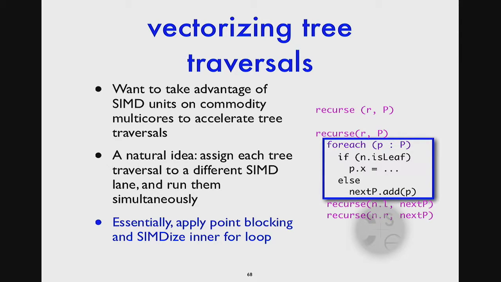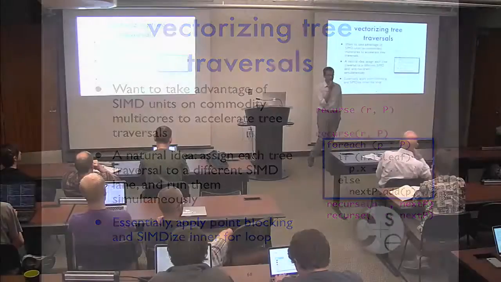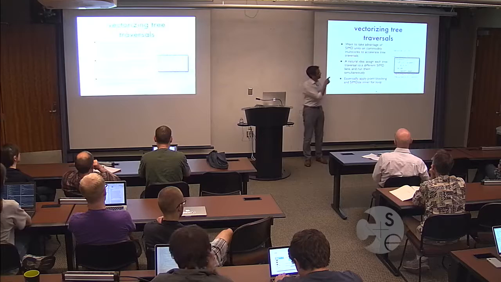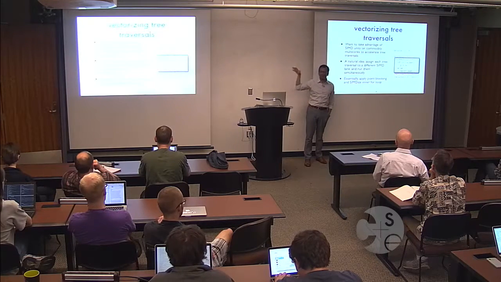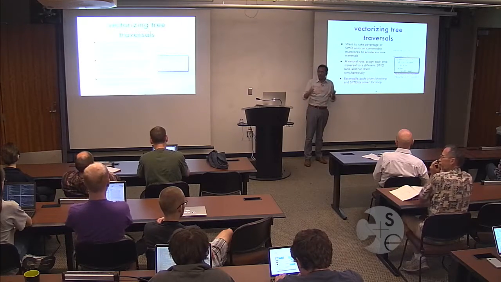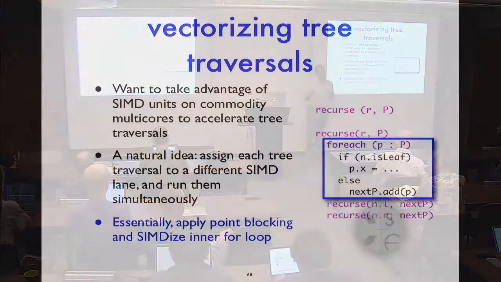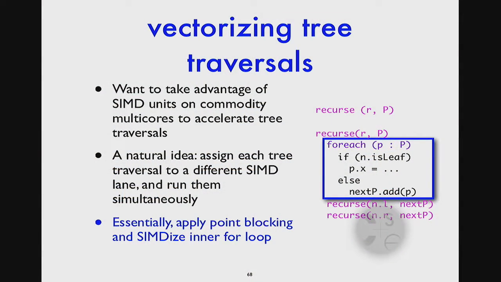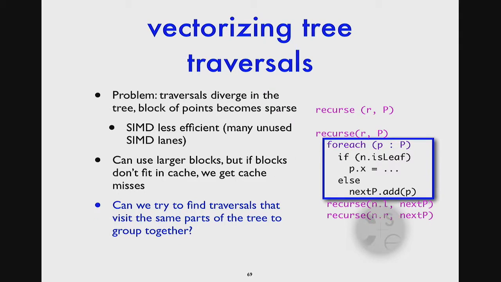So why might it not work so well? It might not work so well for the same reason that we have to do this runtime auto-tuning thing, which is that points in this block drop out of the block as you traverse your way down the tree. As I make my way down the tree, not every point wants to go to the same parts of the tree as the others in its block, and so they get removed, and this block gets pretty sparse. And sparse loops are not so much fun to vectorize. You can still vectorize them, but you spend a lot of time just masking out SIMD lanes. And that's not so good. So traversals diverge in the tree, and this block of points becomes very sparse.